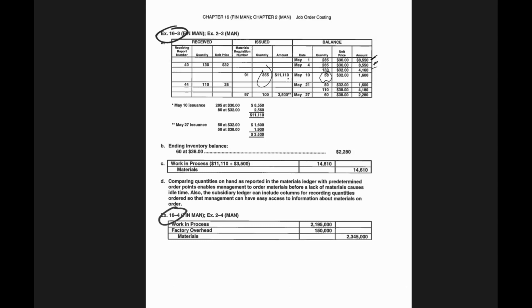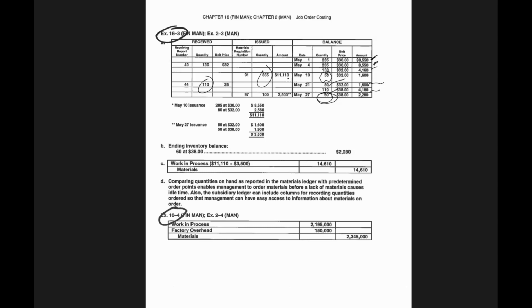On the 21st, they received another 110. So we have our 50 layer and then the new 110 that we just brought in. And then on the 27th, they issued another 100 pieces of material. So that 100 takes care of all 50 here, and then another 50 there. So that leaves us with 60 in that second layer. 60 at 38 or 2,280. All right, so that takes care of the first part.